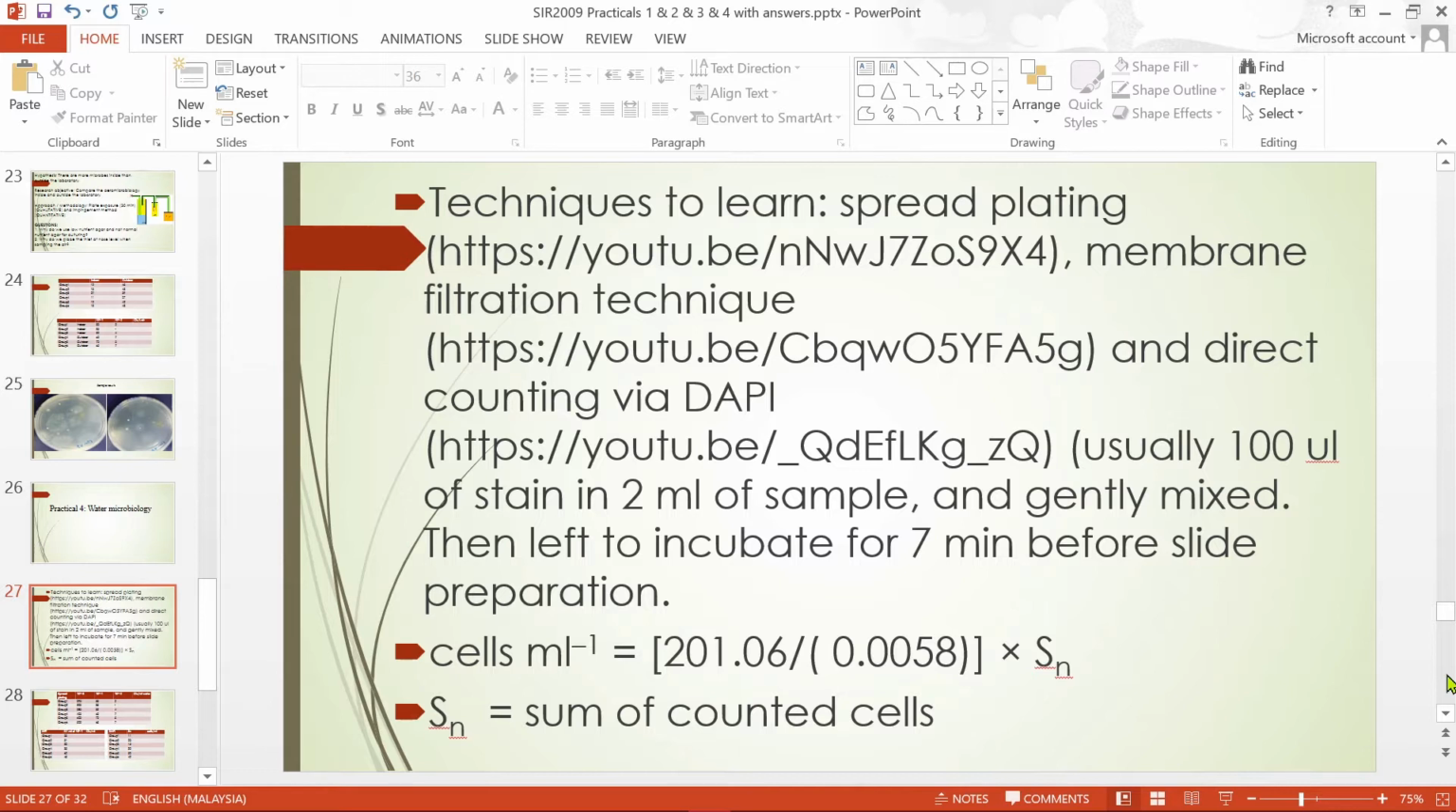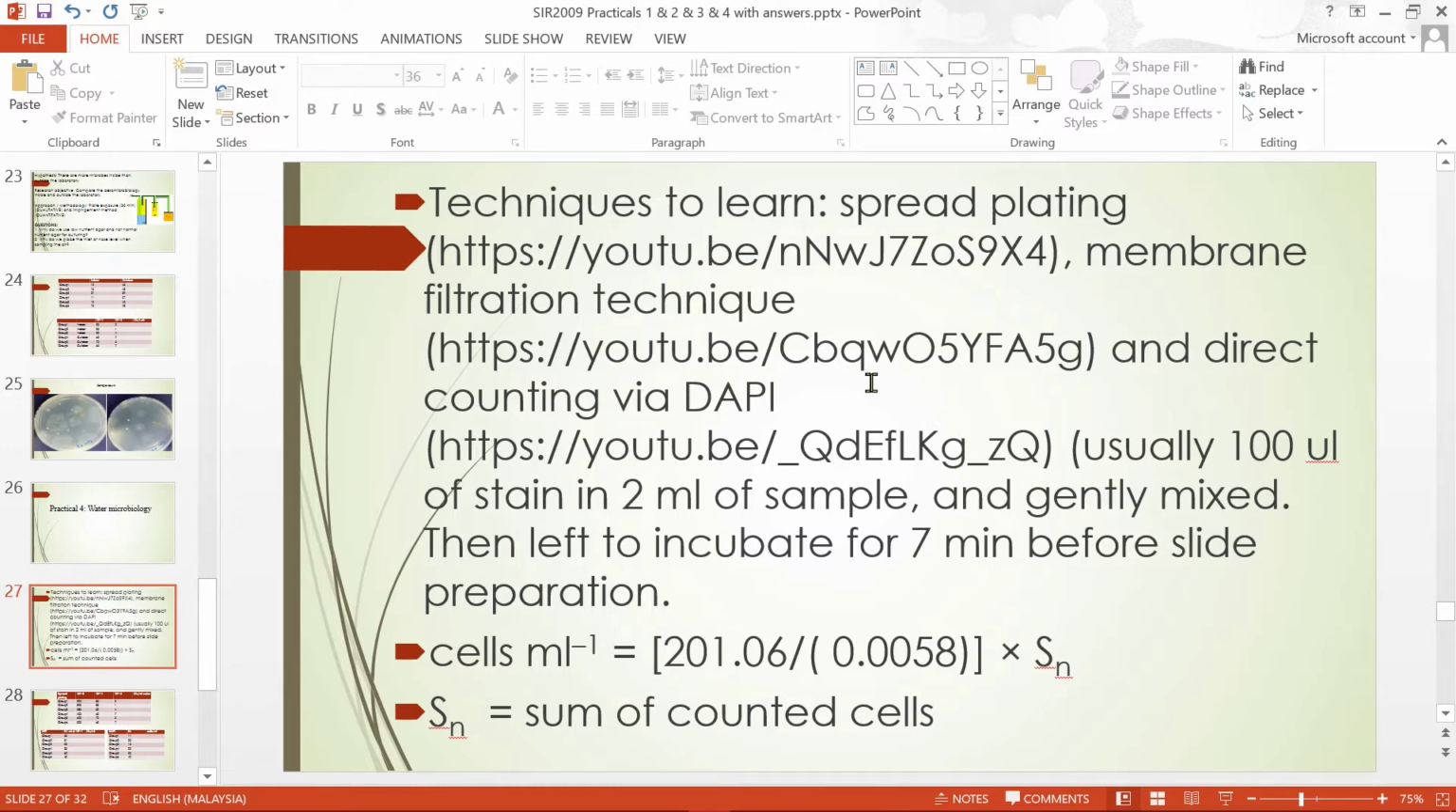So for culture dependent approaches, we'll be doing spread plating and membrane filtration technique, whereas for culture independent enumeration, we'll be carrying out direct counting using the DAPI stain. Okay, so you can see the techniques for spread plating, membrane filtration, and direct counting through these YouTube videos.